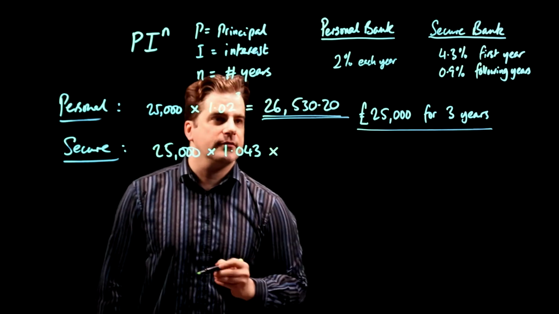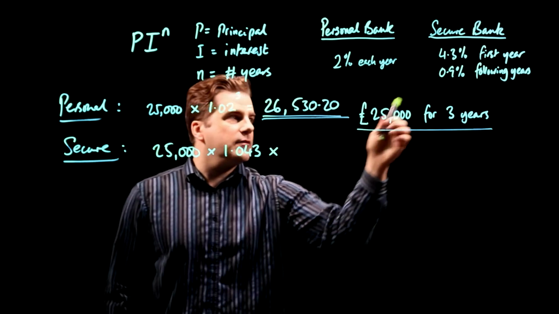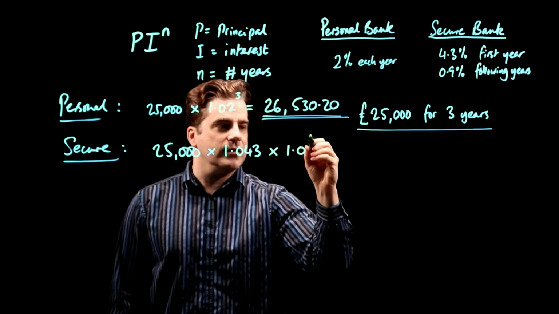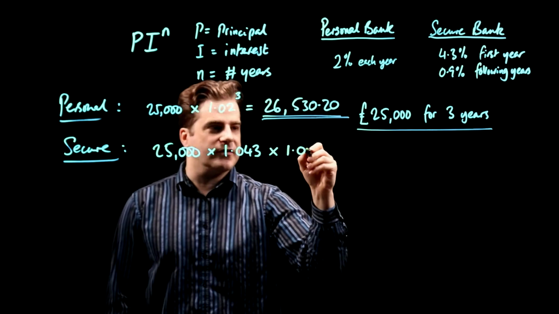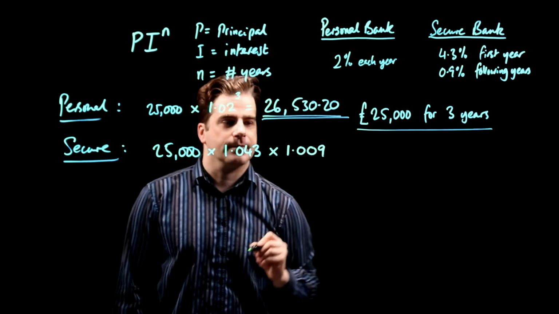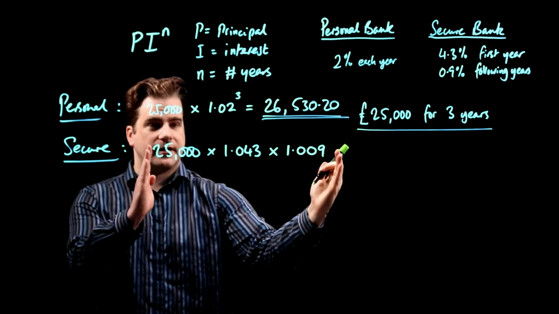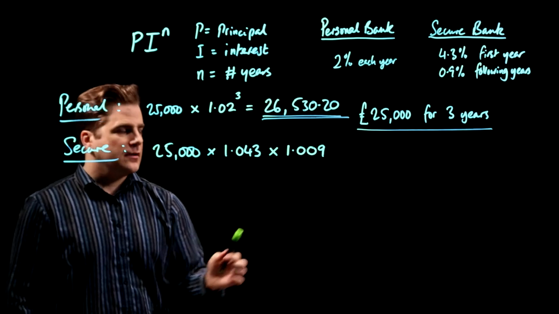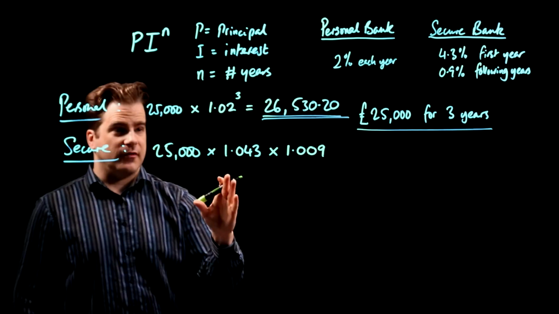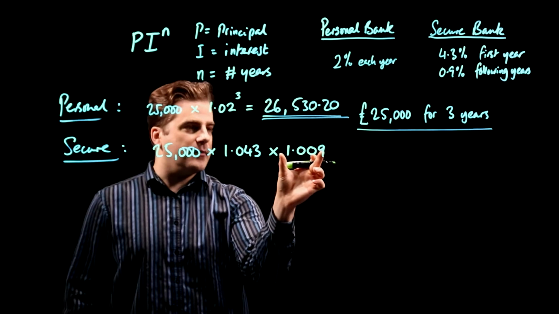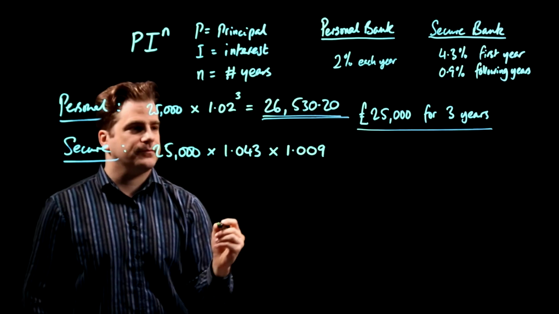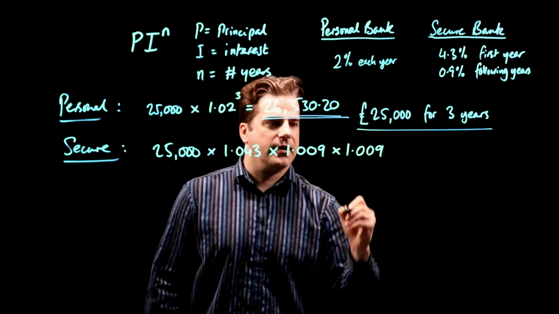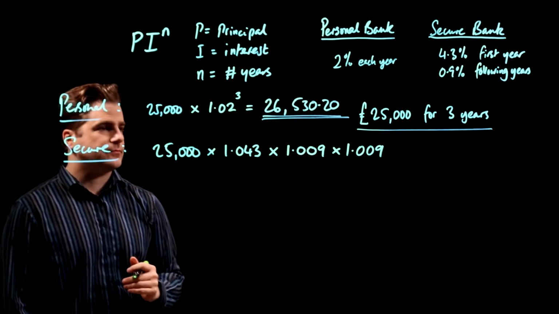Then whatever that is, we're going to multiply by, for the second year, it's 0.9%, so that means multiplying by 1.009. Again, don't write a 9 there, that would be 9%. It's 0.009. So that's how much you got after the second year. It's compound interest, so we multiply each time. We could just square that, but I'm just going to write 1.009. And that's how much you got after 3 years.